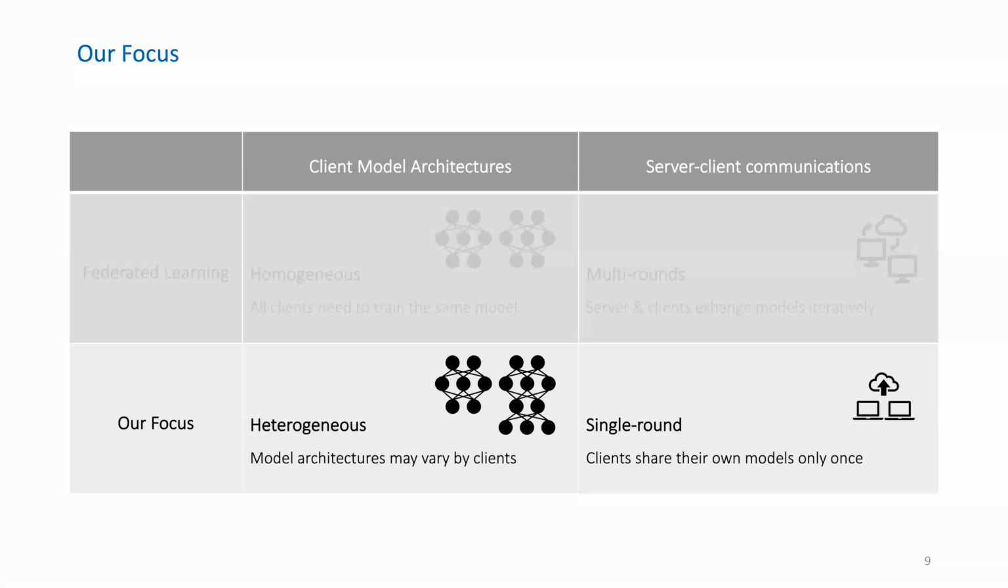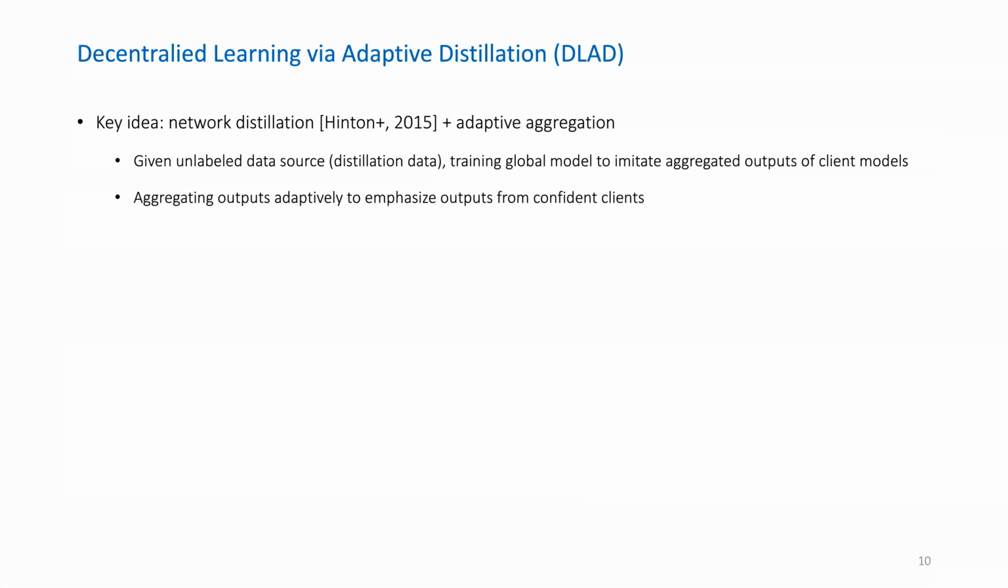So in this work, we address these limitations. Namely, we allow each client to train models of different architectures. Also, we aim to allow clients to share their trained model only once. To this end, we propose a new learning framework, Decentralized Learning via Adaptive Distillation, DLAD. The key idea of DLAD is to extend the technique of network distillation with adaptive aggregation strategies.